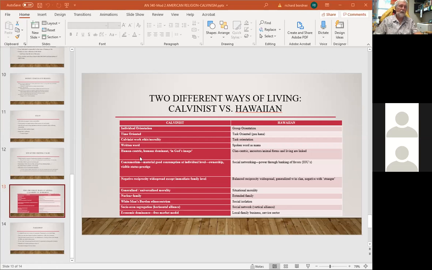And if you look at this set of values, and you can do this on your own time, I will go over it later. And when you look at that contrast with the Hawaiian set of values, you very quickly realize the two are basically a total non-fit. There's very little that they agree upon.